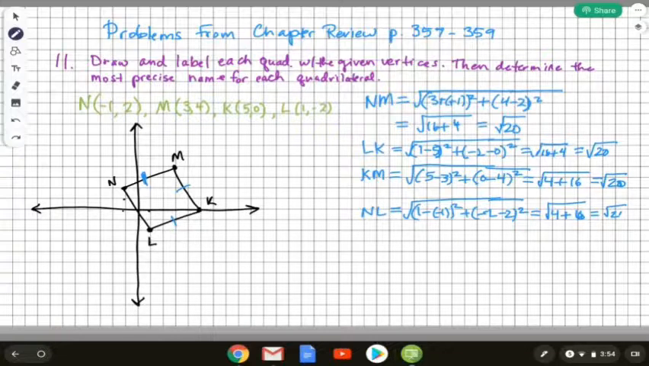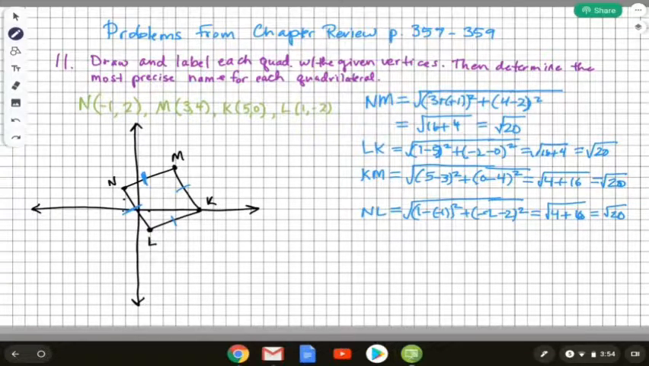All right, that tells me for sure that it's a rhombus. It also tells me that it's a parallelogram because both pairs of opposite sides are congruent. The only other thing that it could be that would be a little more precise would be a square. So what I need to do is check at least one pair of angles, the slopes of two sides, so that I can find out if they're perpendicular or not.